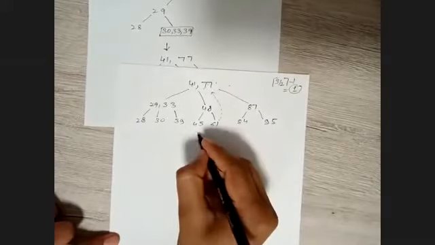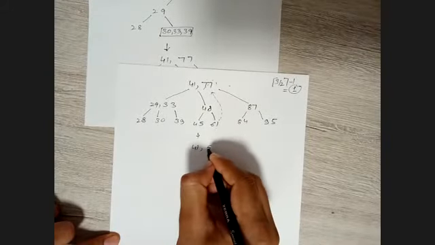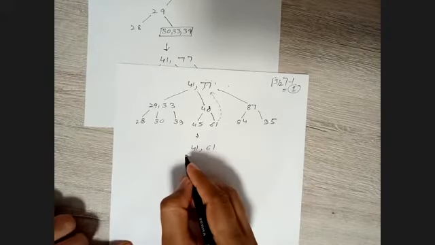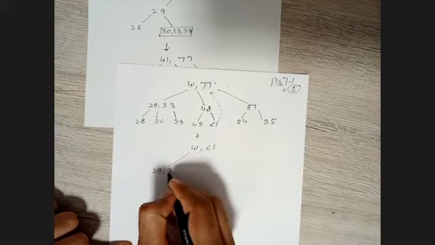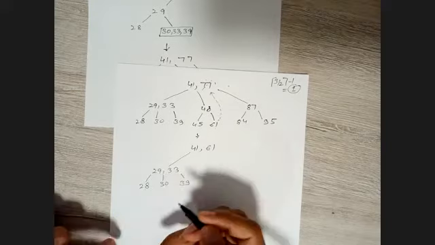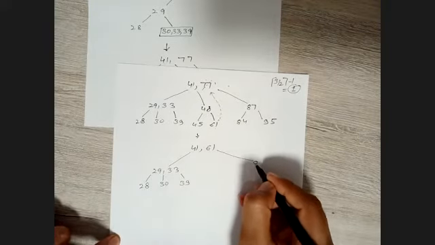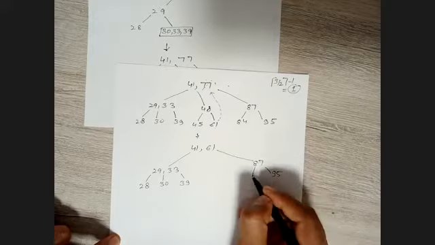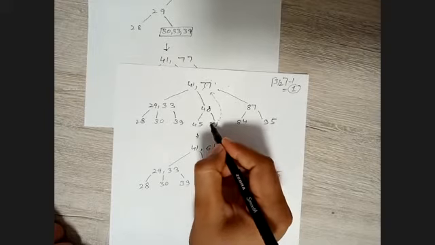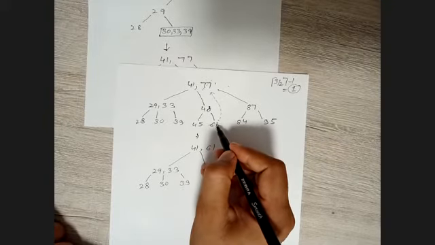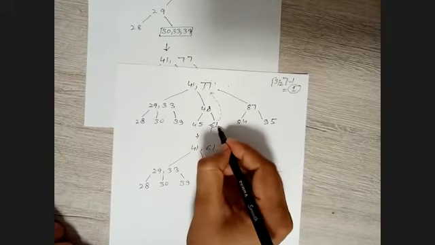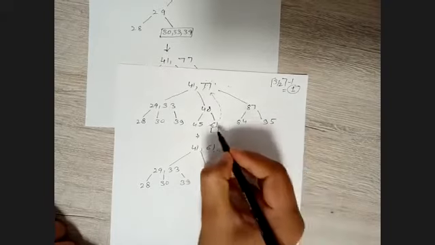So what will the structure look like? That is 41, 61, and the rest of the keys, 29, 33, 39, 30, and 28, as they are. Let me write this side again as it is. Now for this middle one, when we deleted 61 from the leaf and shifted it to the root, we are left with an empty node.